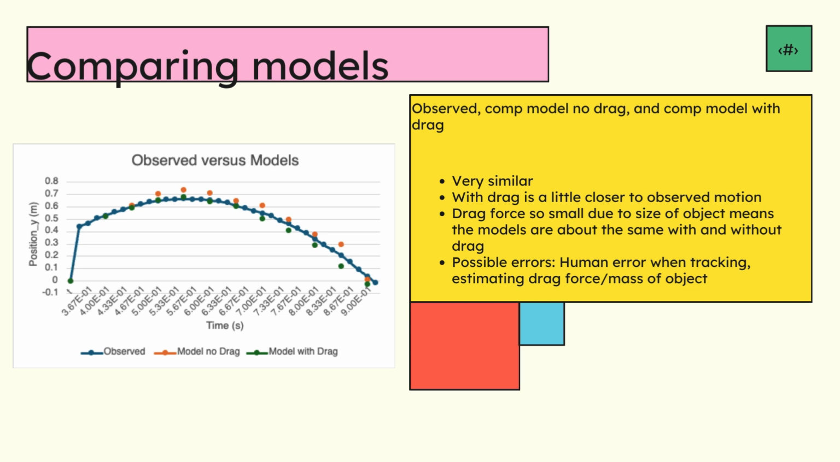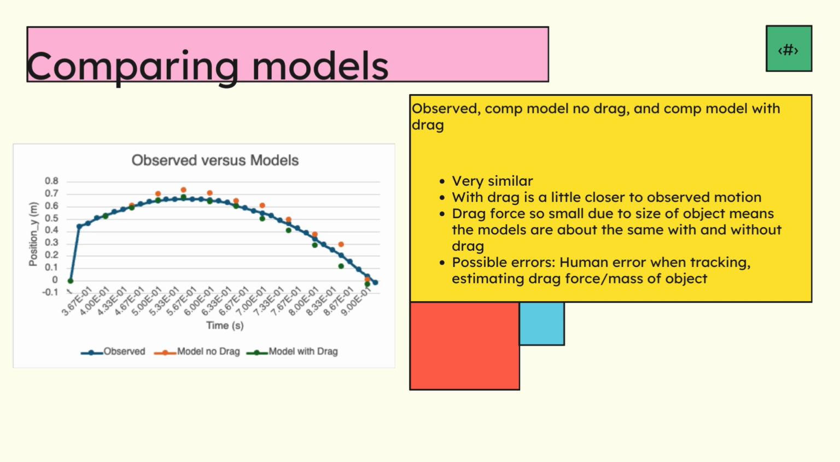So when we compared our models in Excel, you can see that they are very, very similar. Since our object was very small and didn't have much mass, the drag force didn't really affect it much. But you can see that it is closer to the observed motion when drag force is included because it's taking into account more forces that were acting on the object.